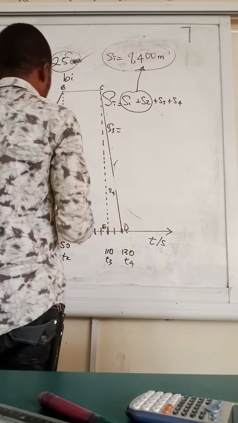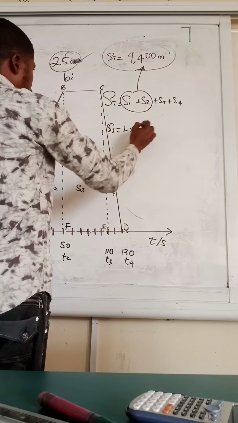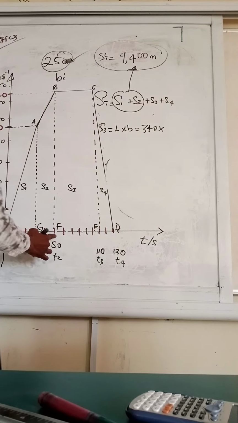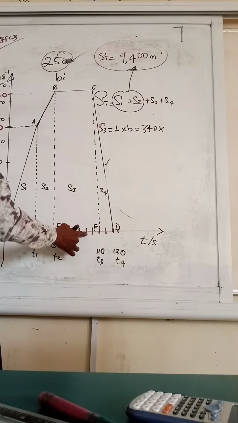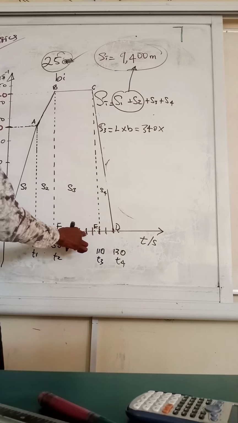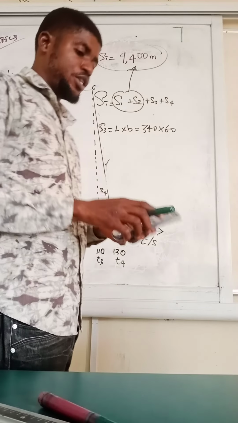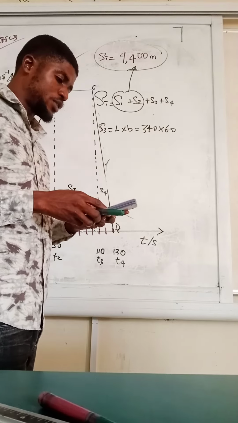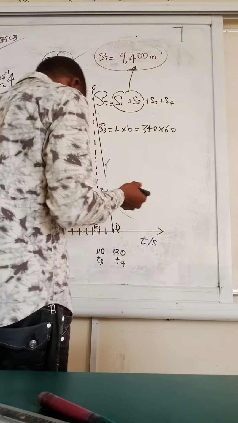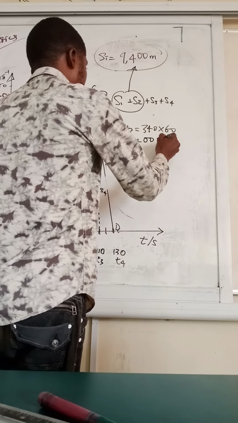Do you get it? So what do we do? Area is length times breadth, right? So we have L times B. In this case, we have 340 times what? Let's count. This is 10, 20, 30, 40, 50, 60. So this times 60. You have 340 times 60. Our result is 20,400 meters.